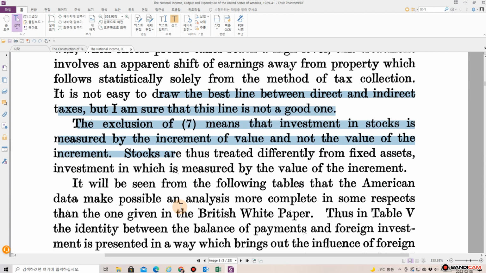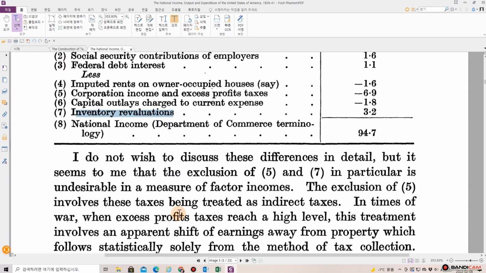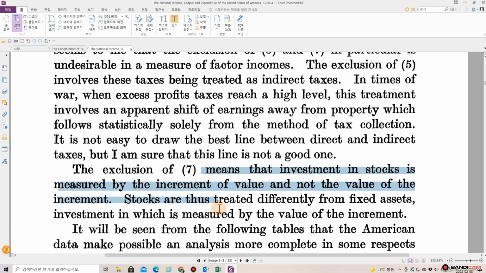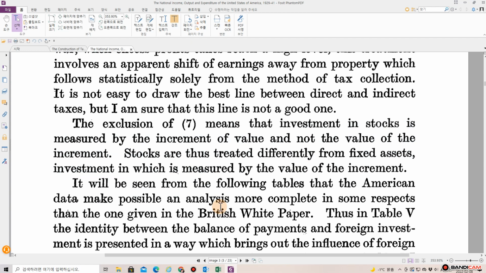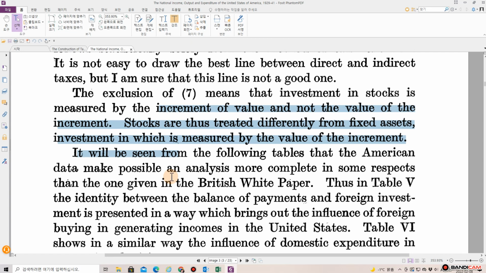The exclusion of 7, inventory revaluations, means that investment in stocks is measured by the incremental value and not the value of the increment. Stocks are thus treated differently from fixed assets, investment in which is measured by the value of the increment.